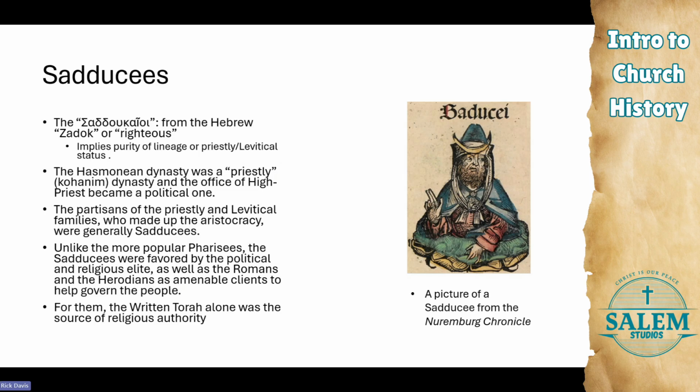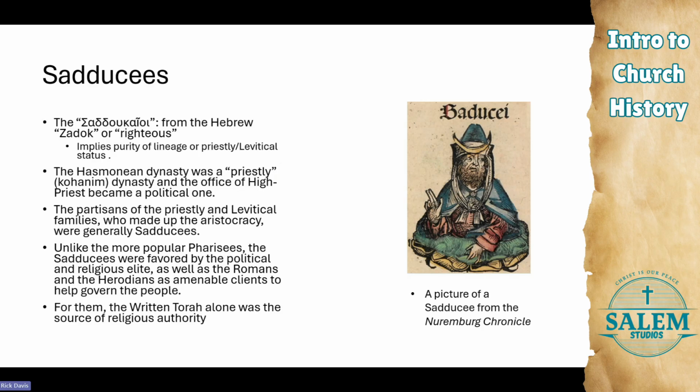And so the Sadducees arose during the Hasmonean period, and the Hasmonean dynasty, as I mentioned earlier, was a priestly dynasty. So the kings of the Hasmonean dynasty were actually descended from Aaron. They were actually priests under Jewish law. And so the office of high priest was no longer just a religious office, but it very much became a political one.